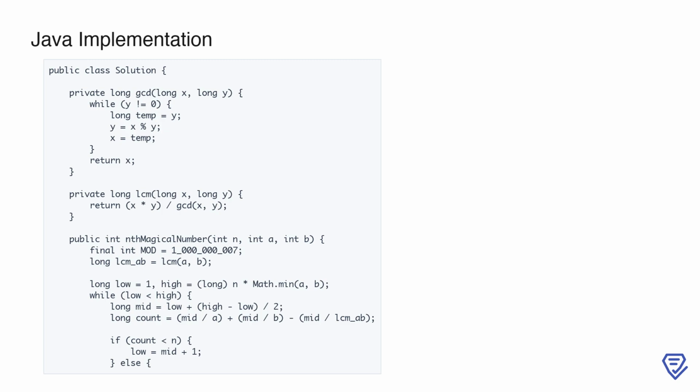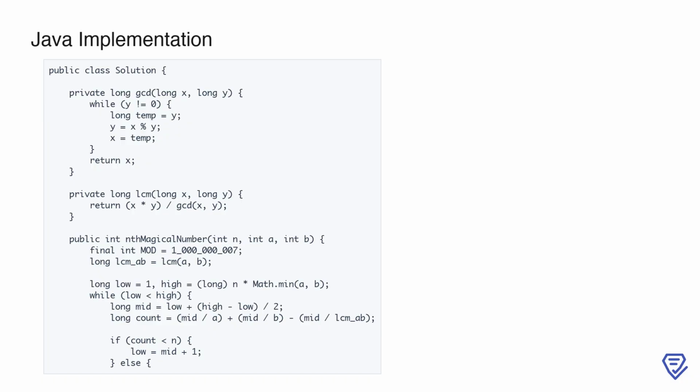The binary search loop begins, where we calculate the midpoint, mid, and determine how many magical numbers exist up to that point. The count is obtained by summing the integers divisible by A and B, and subtracting those divisible by their LCM to avoid double counting.